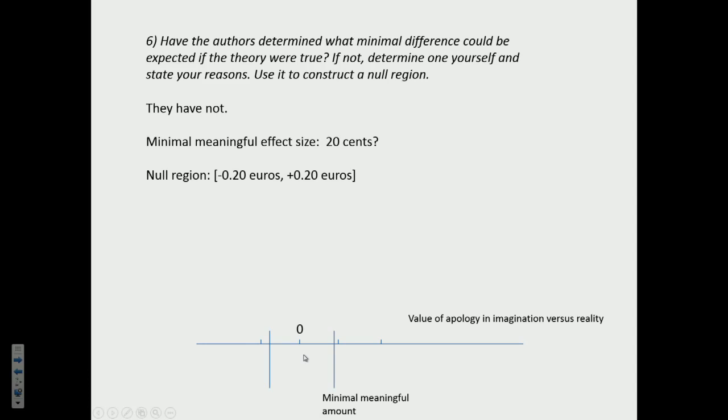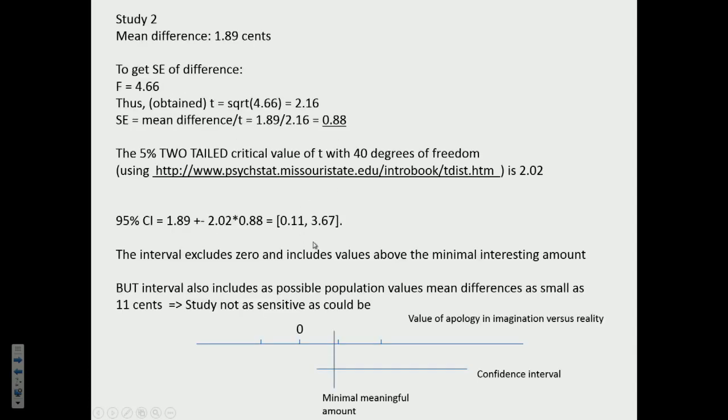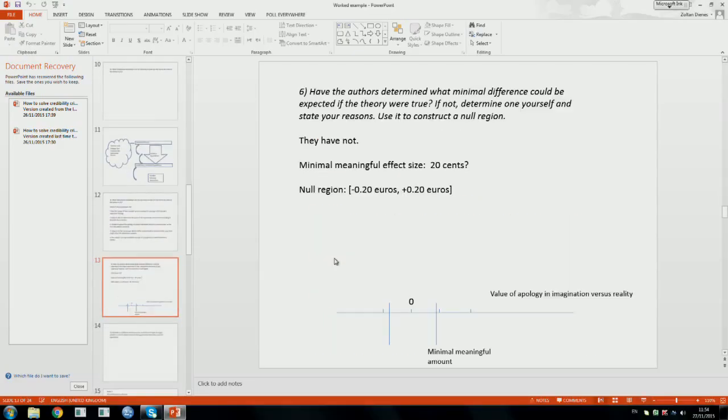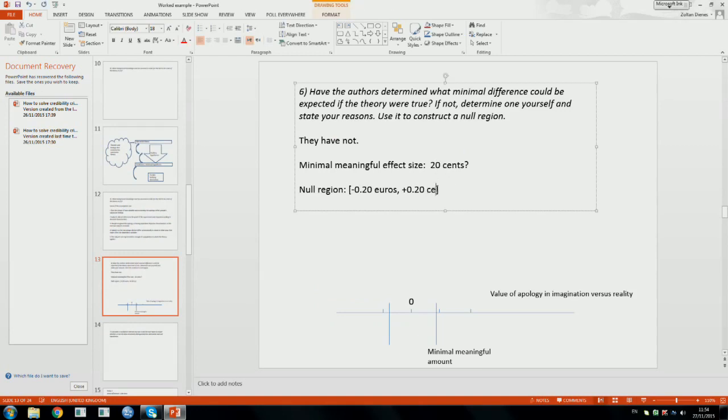So, whether you use it, maybe, sorry, put euros there. That should be cents. Oh no, it is euros. I got it right, didn't I? Because I've 0.2.